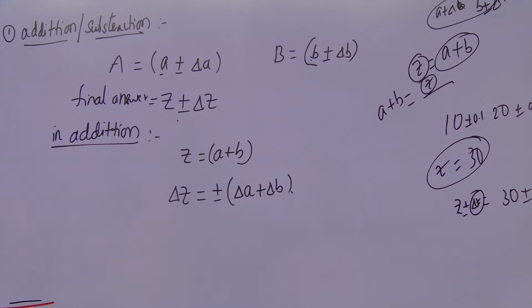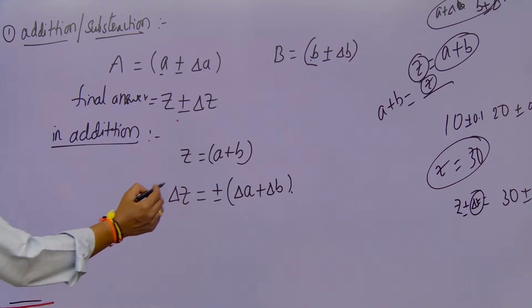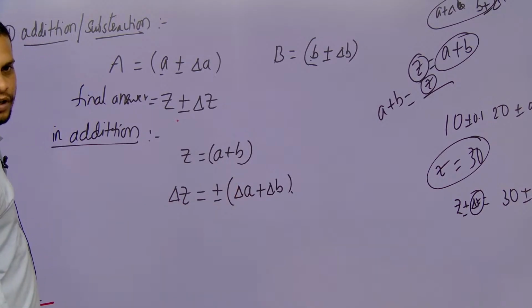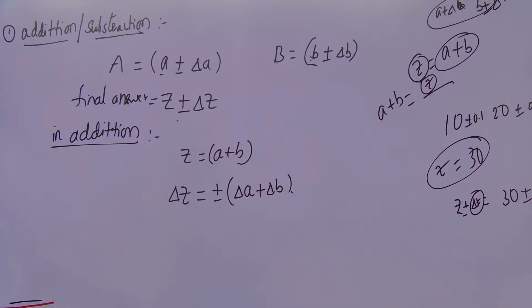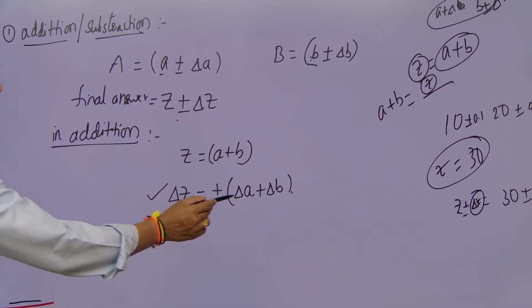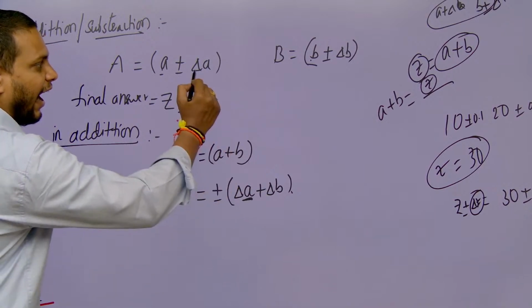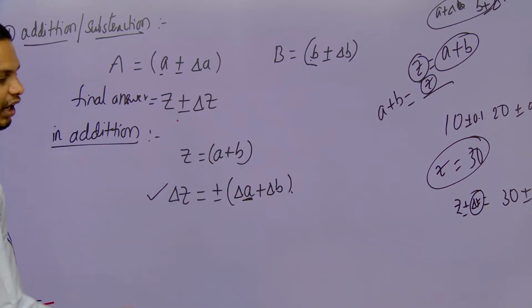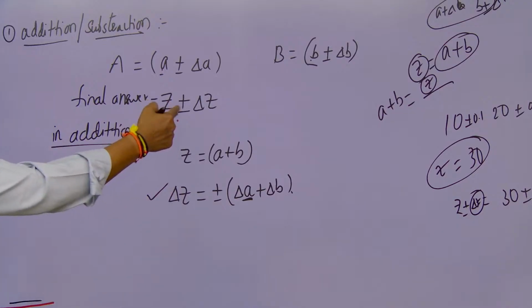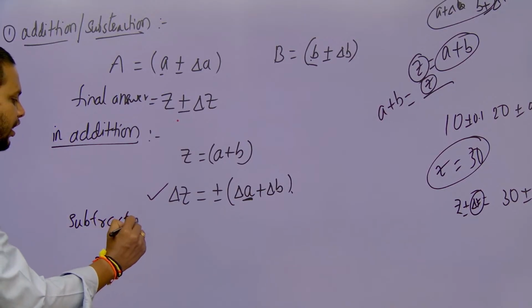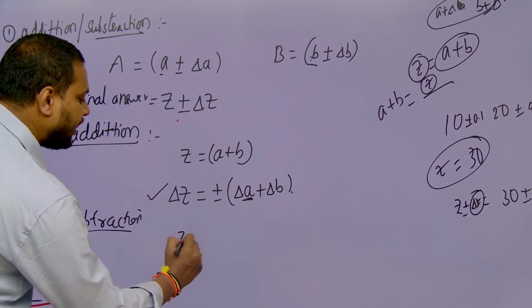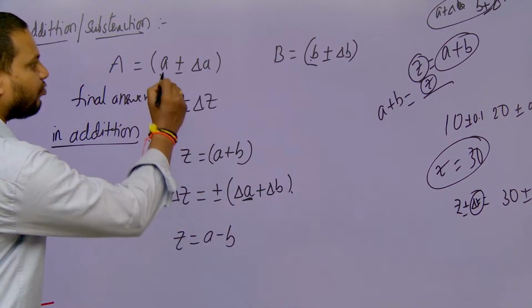Okay, fine. So in addition, z equals a plus b, and the error is plus or minus (delta a plus delta b). This is the error in addition. So in error in addition we have to take the addition of both the errors and add it to the final answer. Then the final answer will be z plus or minus delta z. Then in case of subtraction, z can be taken as a minus b. These values we have to subtract.